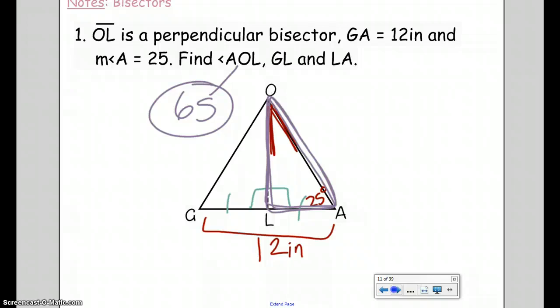Megan, how long is GL? So GA is 12. How long is GL? 25? Okay, well, we're not going to mix up. This is an angle, whereas this is a side. So we're done with angles. Don't look at the angles anymore. If I said this was 12 and then I cut it in half, how much would it be? 6. There you go. GL is 6 inches. And therefore, everybody, LA is 6 inches. 6 and 6, because they gave you 12. 12 was given.